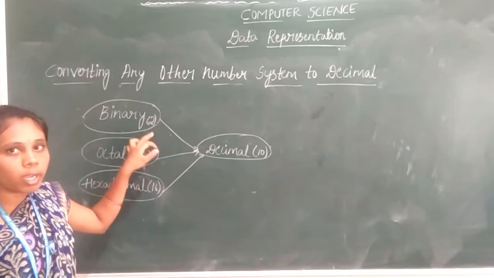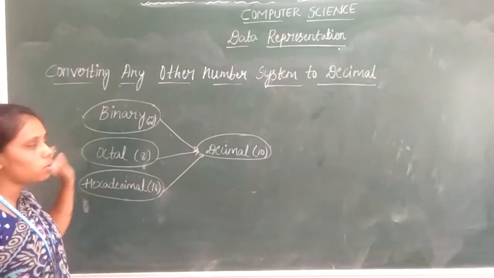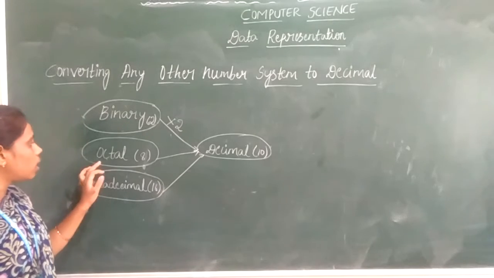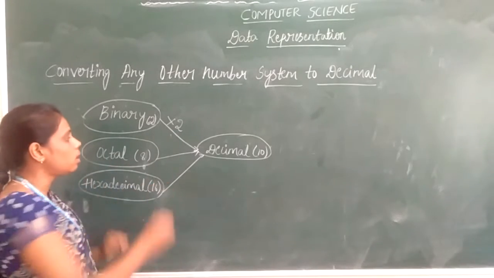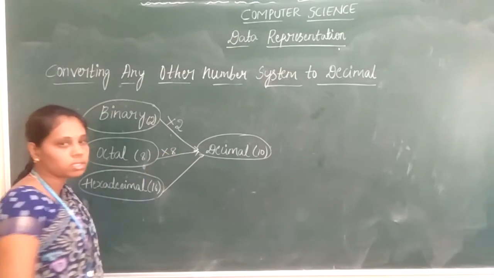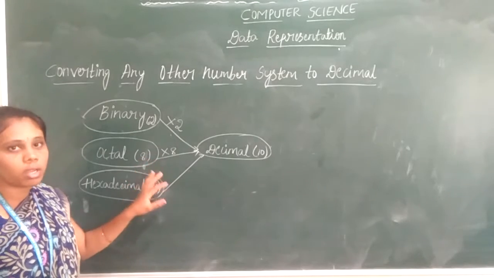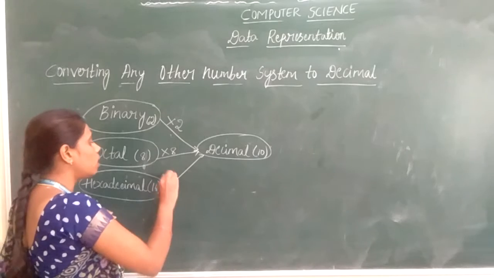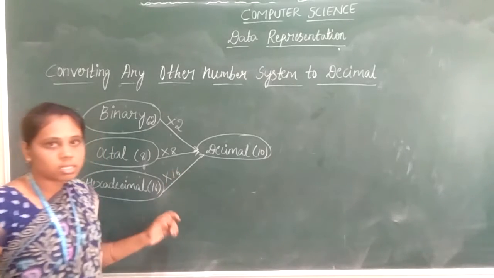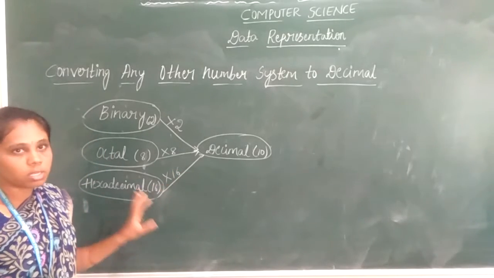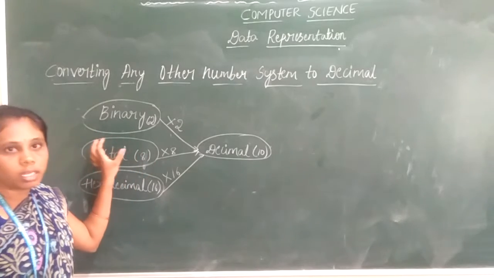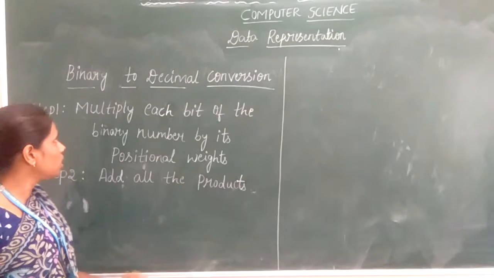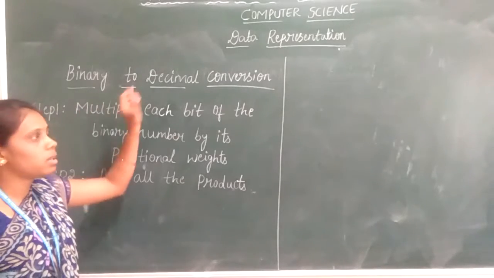When converting from binary to decimal, we need to multiply each and every digit by 2, and when converting from octal to decimal, we need to multiply each and every digit by 8 with its positional values, and when converting from hexadecimal to decimal, all the digits should be multiplied by 16 with its positional values. Now we will see one by one in detail. First we will see binary to decimal conversion.